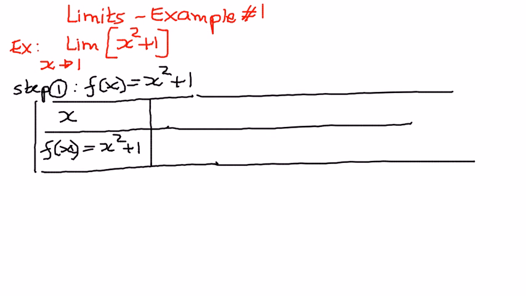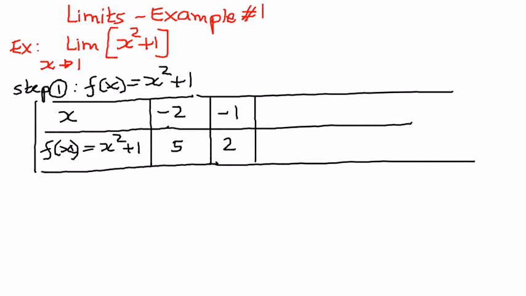Let us say when we substitute the value of x as equal to negative 2 in this function, the value of the function is going to be equal to 5. Negative 2 raised to the power of 2 plus 1. Negative 2 times negative 2 is a positive 4, plus 1 is equal to positive 5. When we substitute the value of x as equal to negative 1, the value of the function is going to be equal to 2. That means negative 1 raised to the power of 2 is equal to positive 1. Positive 1 plus positive 1 is equal to positive 2.